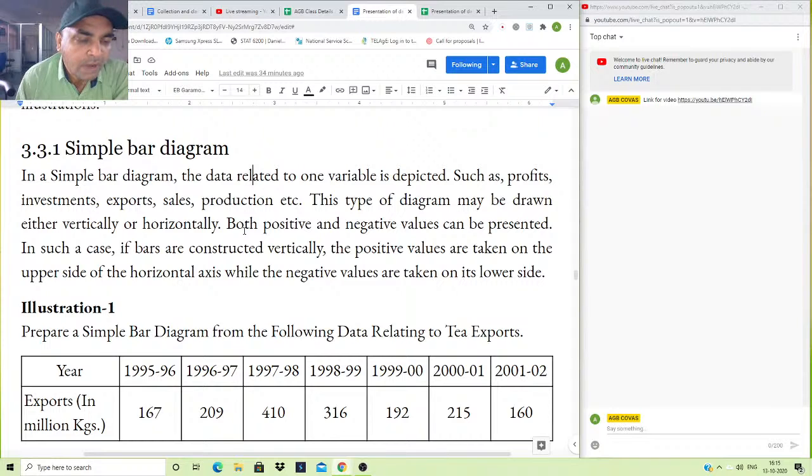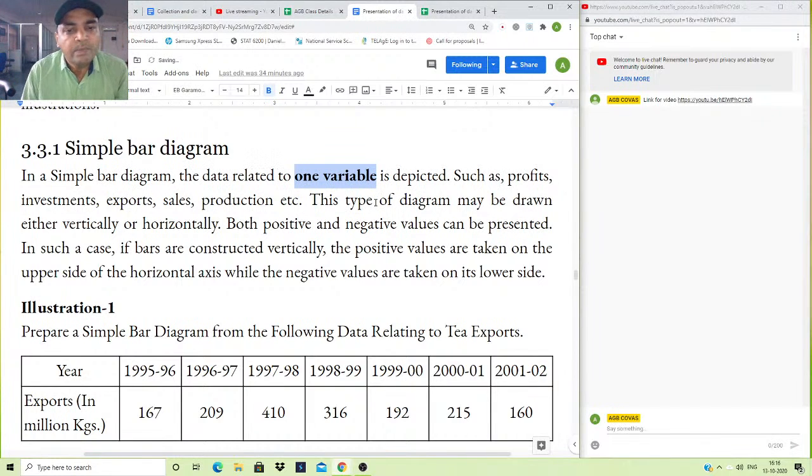In a simple bar diagram, the data is related to one variable. A simple bar diagram is used when one variable has to be depicted in the form of a diagram, such as profits, investments, exports, sales, production, etc. Whenever you have one variable, you can very well depict it in the form of a simple bar. This type of diagram may be drawn either vertically or horizontally.